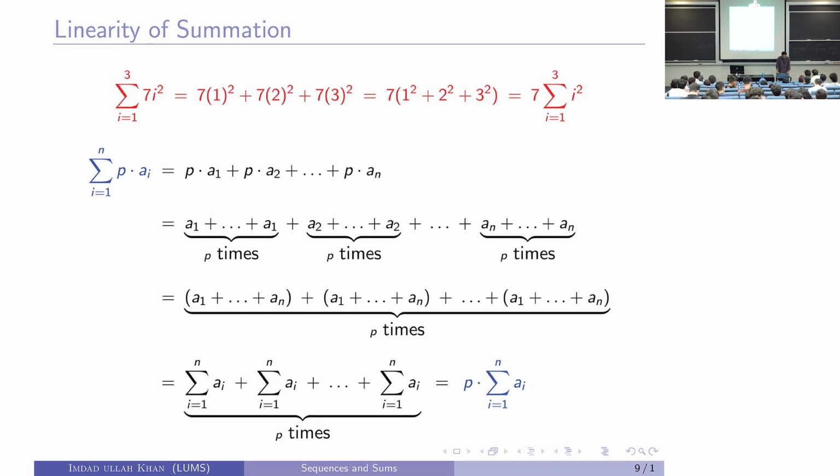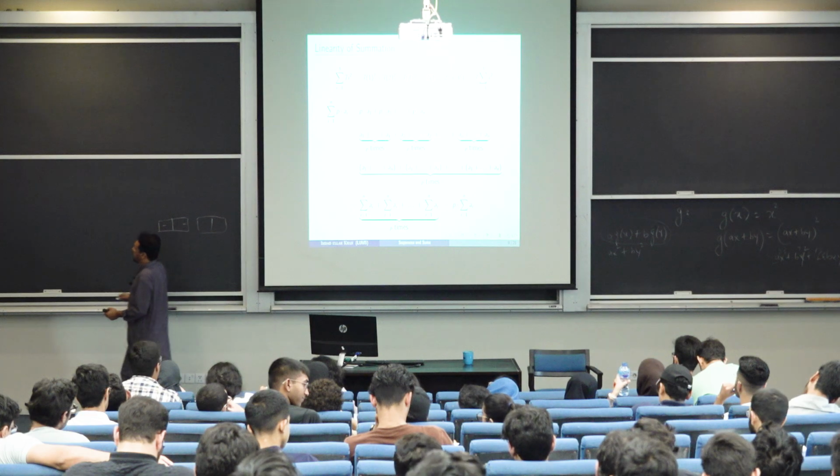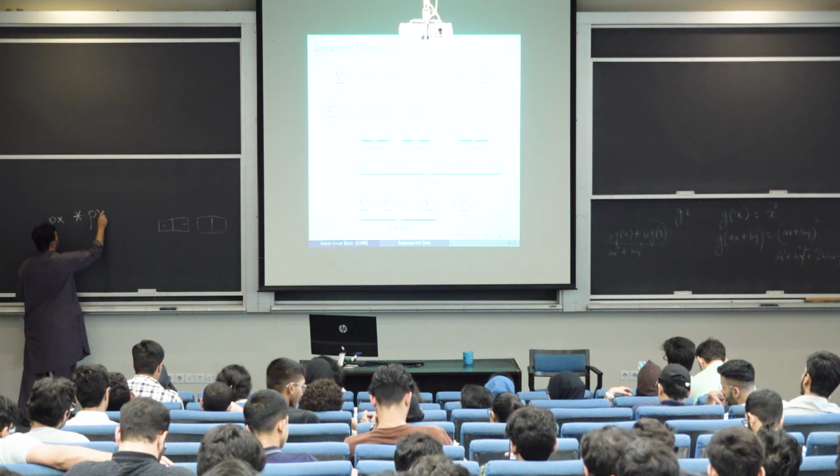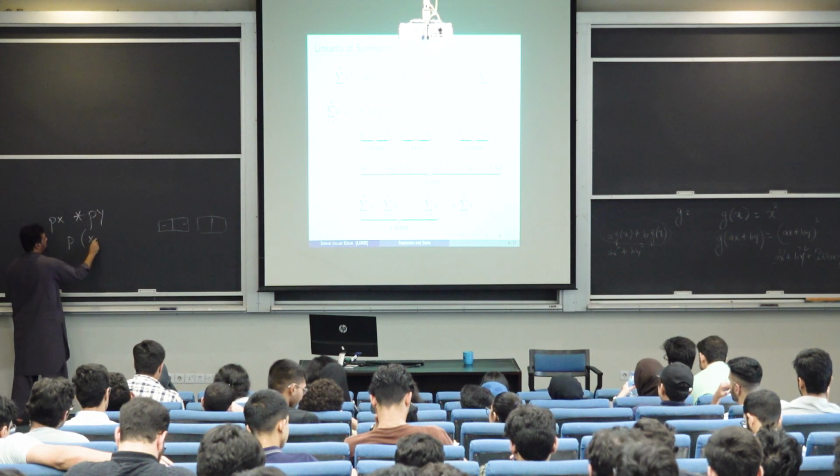Is this clear? When you were told that you can take p common out, that p common thing is basically what the linearity of summation actually was. Okay, can you take p common out for multiplication? If you have p times x multiplied by p times y, if you have px times py, can you do this?